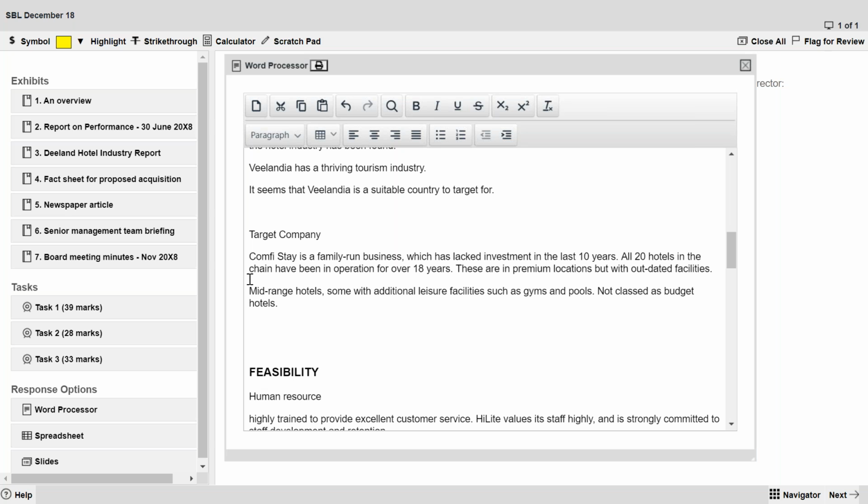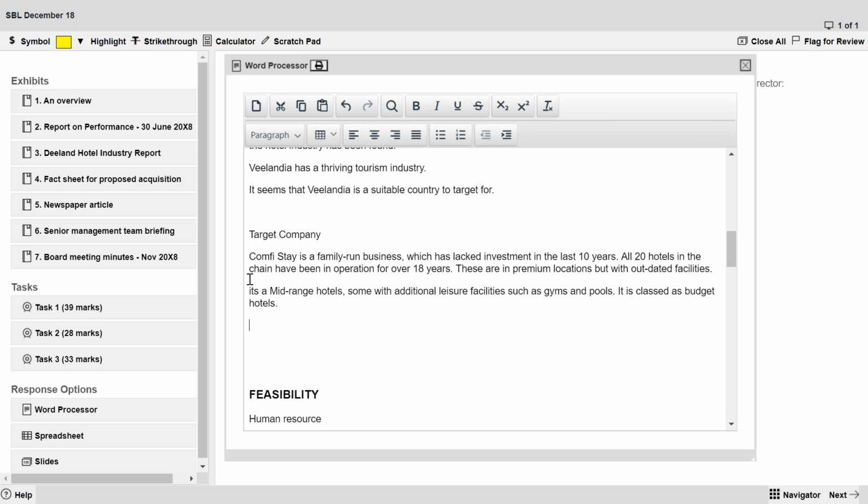All 20 hotels in the chain have been in operation for 18 years. These are in premium locations but with outdated facilities. It's a mid-range hotel with some additional leisures and pools. It is not classed as a budget hotel. Now, what's your view?